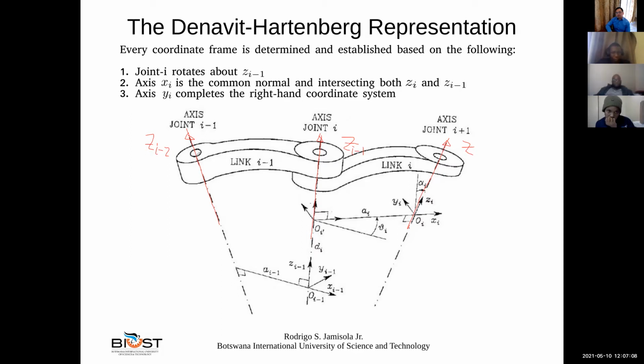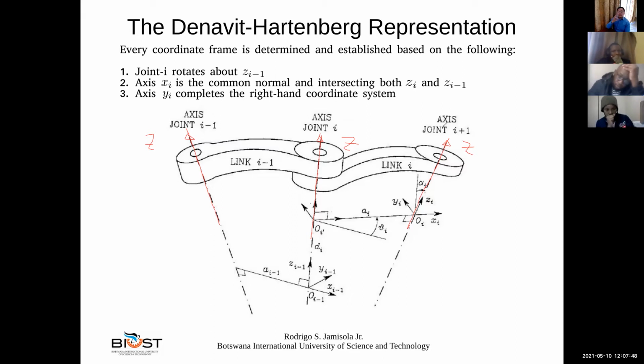So please repeat that again. Yeah, okay, let me repeat it. The way I presented at the start, we say that all the joints rotate about the z-axis. Okay, that is clear. So this joint rotates about a z-axis, this joint rotates about another z-axis, and this joint also rotates about another z-axis. So that remains the same.